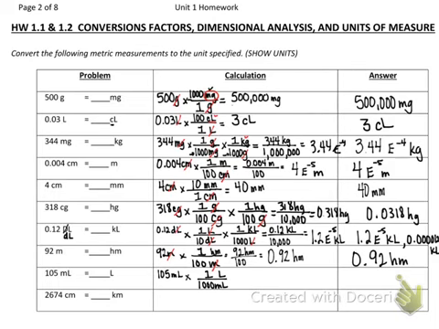We can now cancel out our milliliters. And again, 105 times 1 is 105 liters, but our denominator is still 1,000. 105 divided by 1,000, we end up with 0.105 liters.